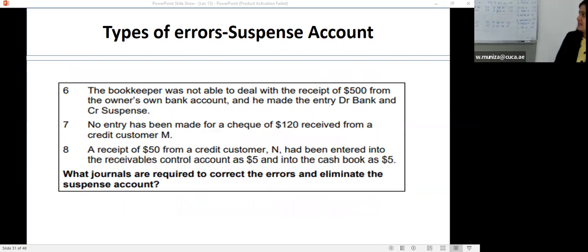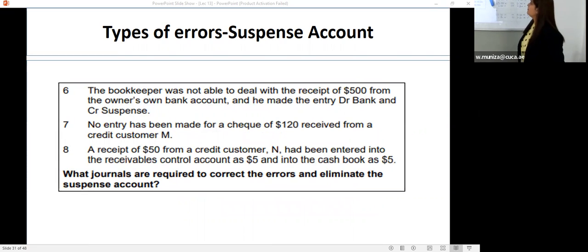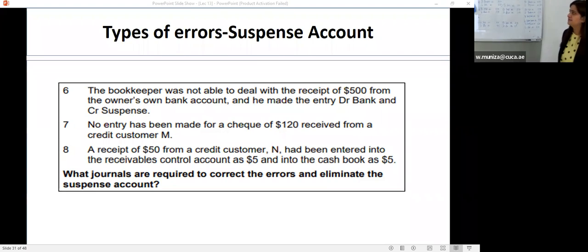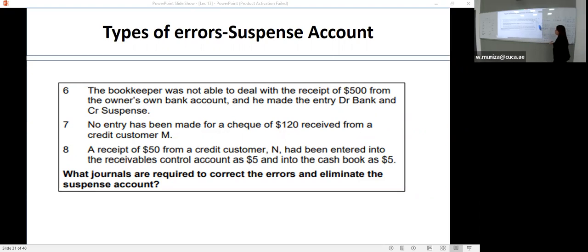Now the next one, number 6. The bookkeeper was not able to deal with the receipt of 500 from the owner on bank account, and he has made the entry as debit bank account and credit suspense account. What should have been the correct accounting entry, students? The receipt of 500 from the owner means that the capital has been invested. The correct accounting entry should have been debit bank account and credit capital account with an amount of $500.